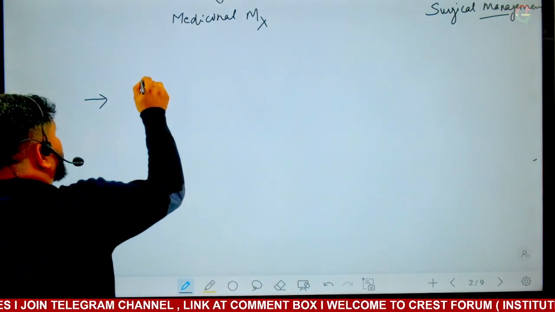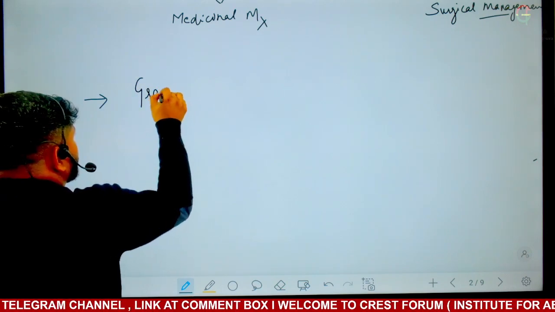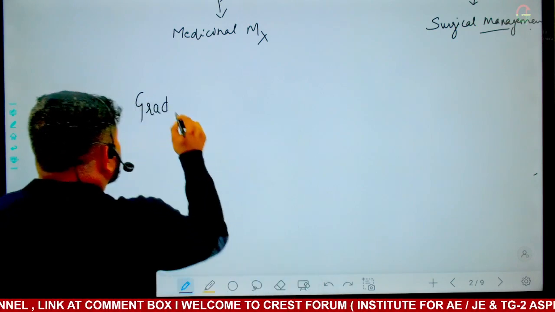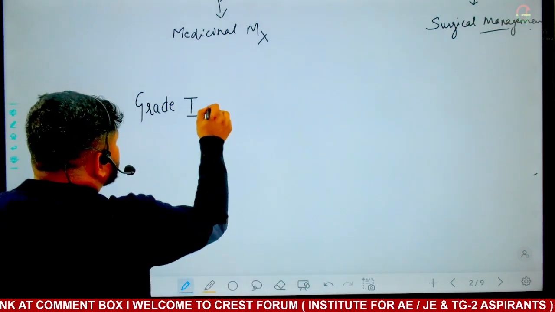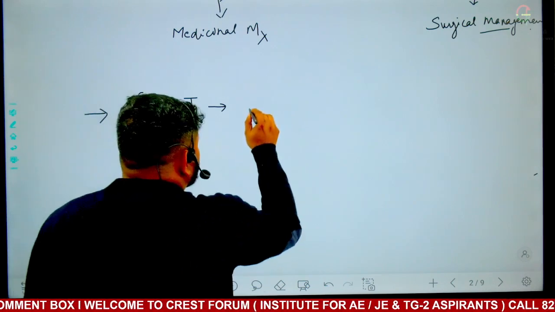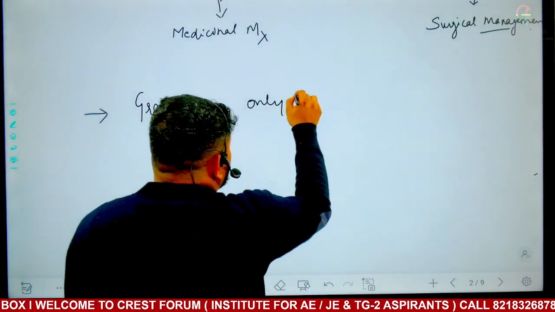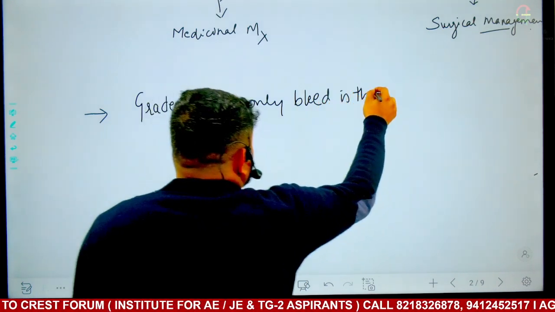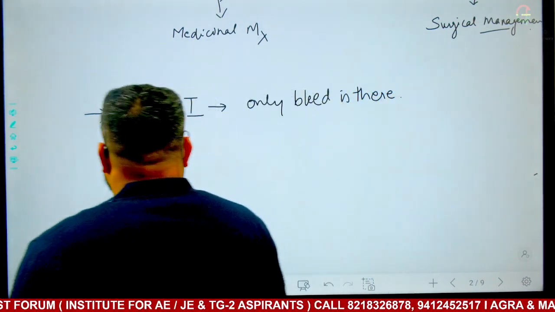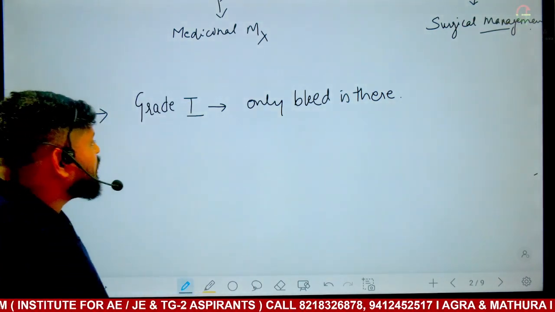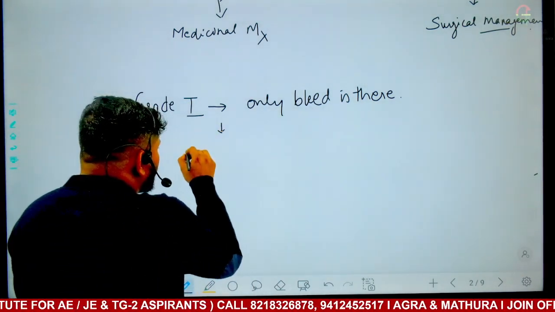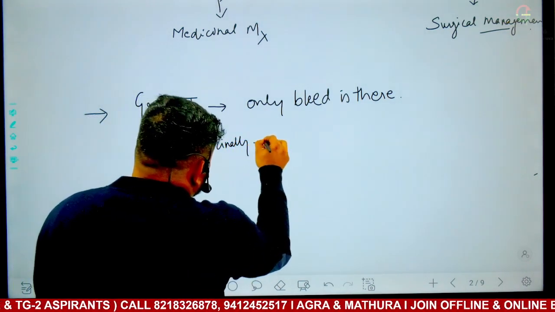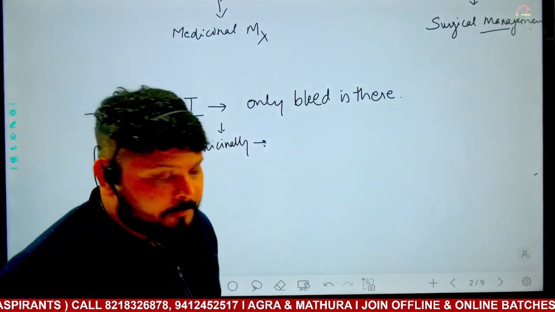In grade 1, only bleeding is there. In this condition, you have to treat it medicinally.